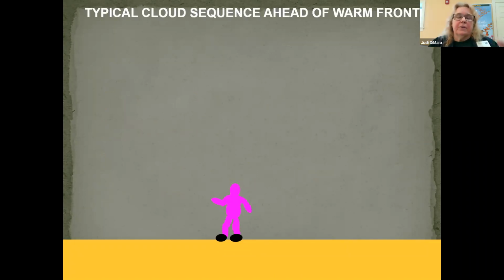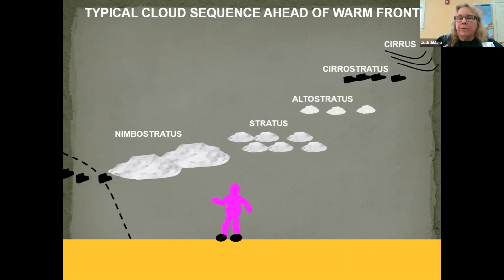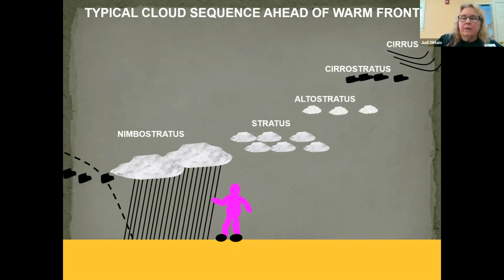And one of the things that you're going to learn if you want to learn how to predict weather is clouds typically come in a certain fashion before each kind of front. So this will show you that. So before the warm front, and we're going to talk about clouds later, so don't worry about all the different names of the clouds.